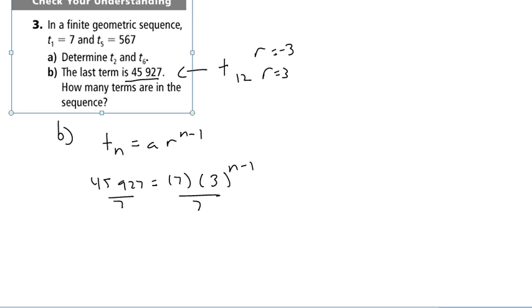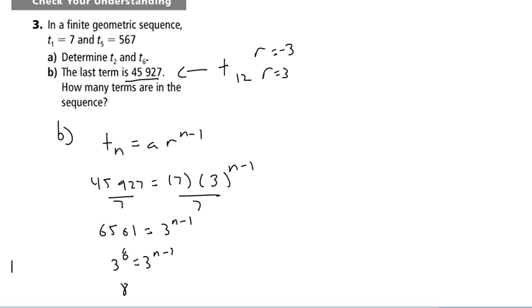Okay, so we divide by 7, and we get 6561 equals 3 to the n minus 1. And we now need to guess and check in our calculator, and we see that 3 to the 8th equals 3 to the n minus 1, so we get 8 equals n minus 1, add 1, so n equals 9.